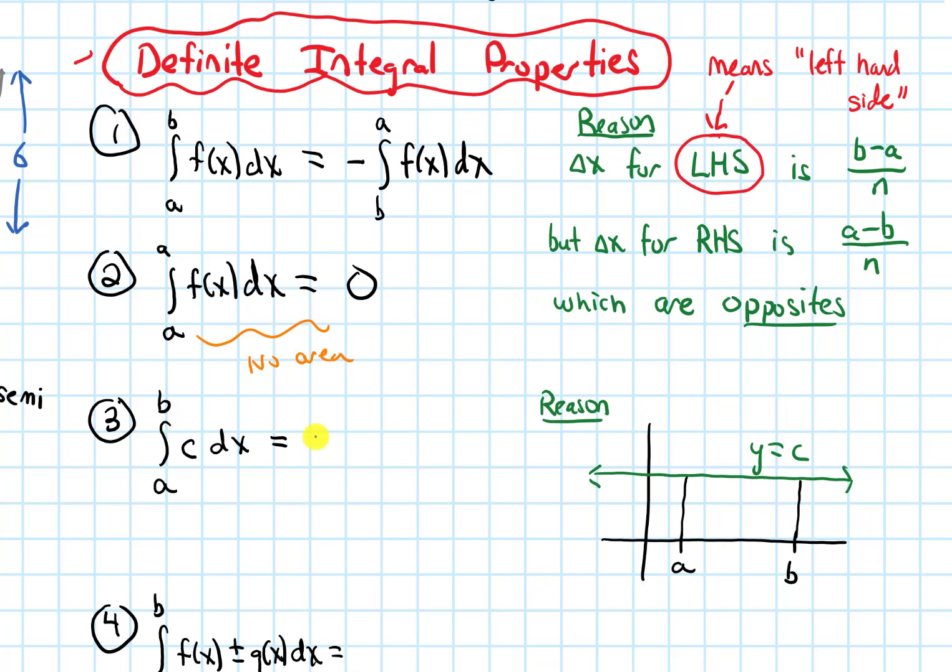And the definite integral represents this area, the area underneath this curve over that interval. And by looking at this picture, this is just a rectangle. So I can find the area of this easily. The area of that rectangle is just going to be the length of that base, which is b minus a, times the height, which is c. And that's the value of this integral. It's going to be c times b minus a.